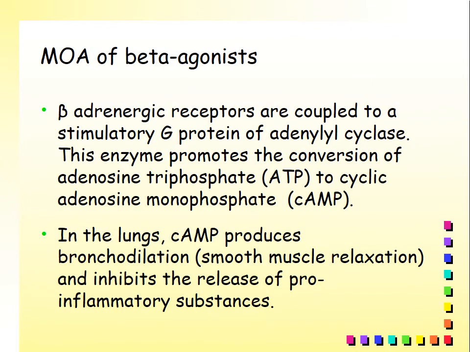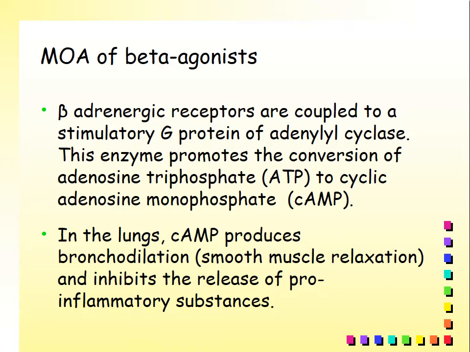The action of beta agonists. Beta-adrenergic receptors are coupled to a stimulatory G protein, adenyl cyclase. This enzyme produces a conversion of adenosine triphosphate, or ATP, to cyclic adenosine monophosphate, cAMP. In the lungs, cAMP produces bronchodilation, or smooth muscle relaxation, and inhibits the release of pro-inflammatory substances, and these are both desirable effects in someone with asthma or COPD.